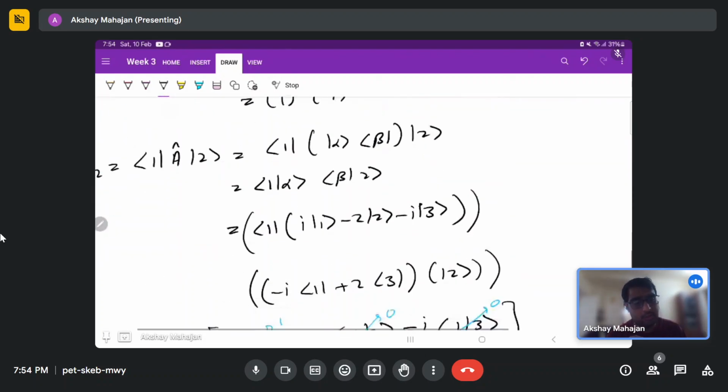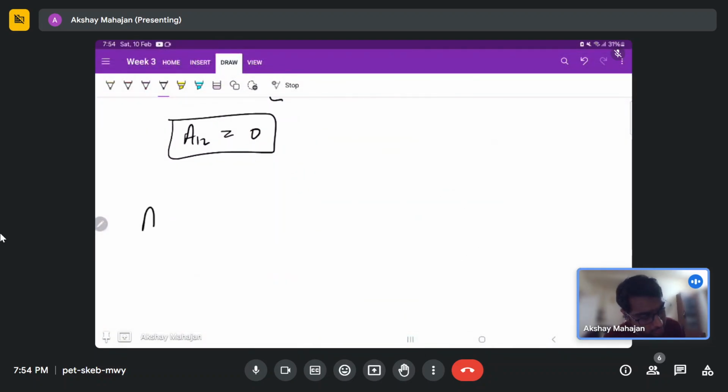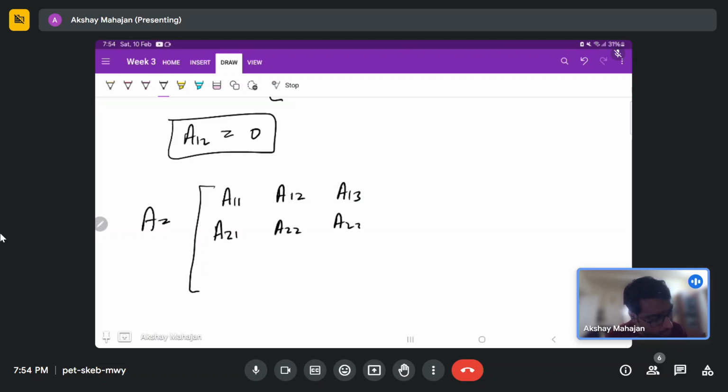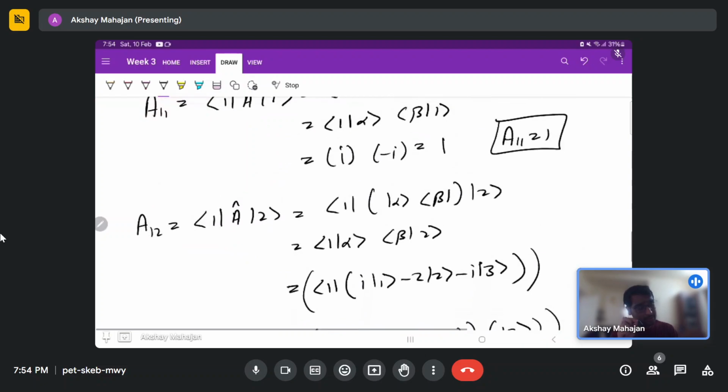Okay, so similarly, to find this matrix A, you have to find all these matrix elements. You have to find A11, A12, similarly A13, then A21, A22, A23, A31, A32, A33. Alright, so you will have to find all these 9 elements. So you can try this on your own.